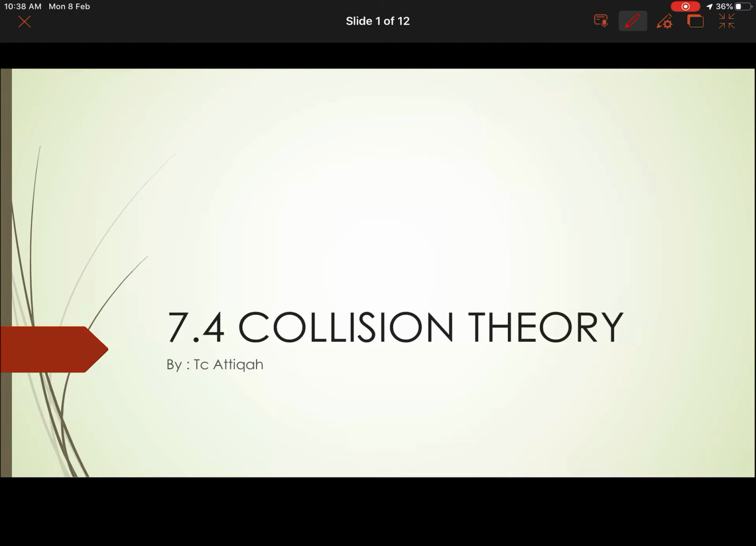So today we will learn about collision theory, the last subtopic in the chapter rate of reaction. Actually you have learned this in form 4, but in today's lesson I want to emphasize a little bit on the terms that you use in IG. They are slightly different from the terms we use in KSSM, right?